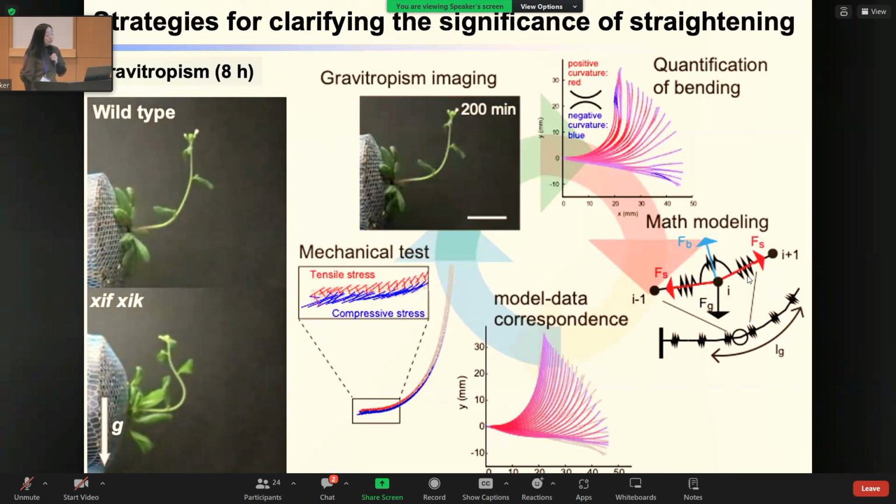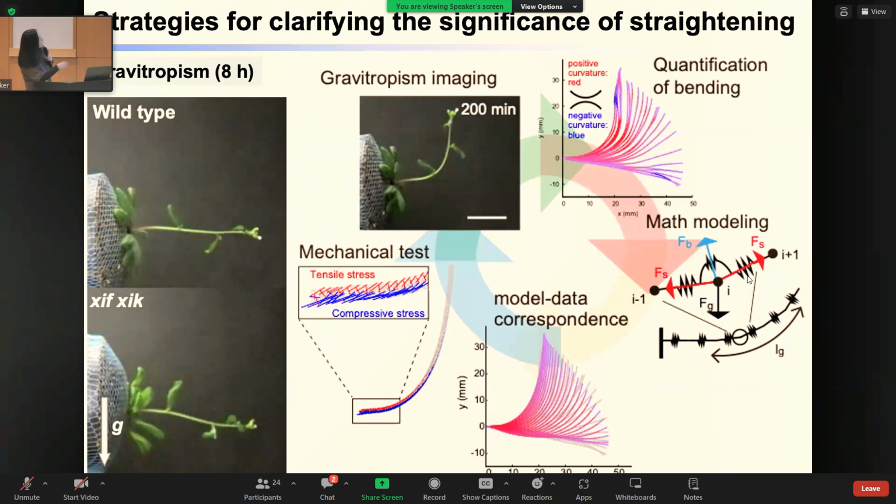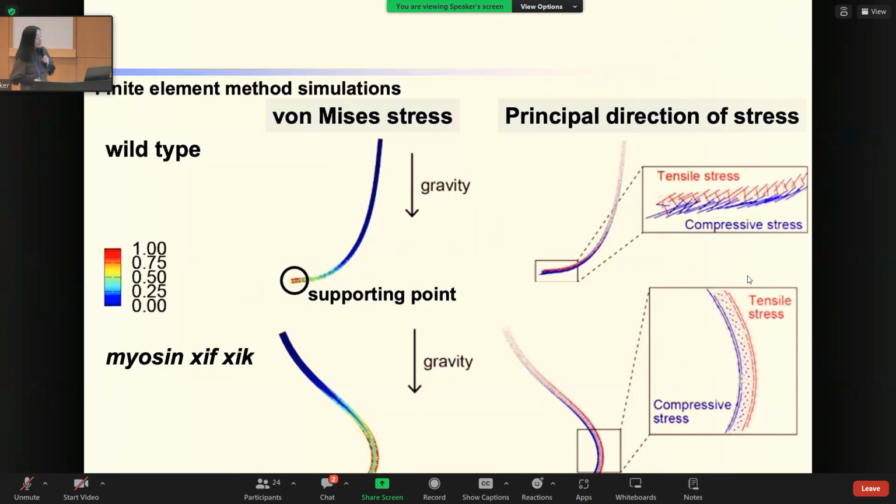Finally, mechanical tests of the stem were conducted using finite element method simulations. The results of the mechanical test are shown in red for higher stress and in blue for lower stresses. I will show you stems after 4 hours of gravistimulation.